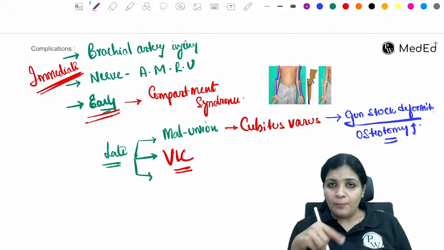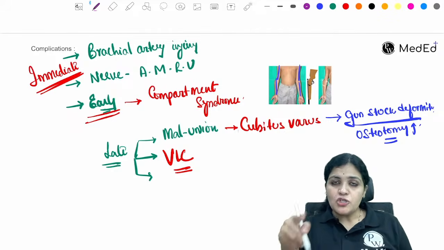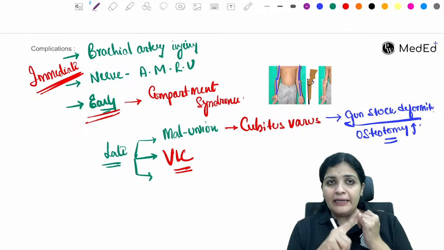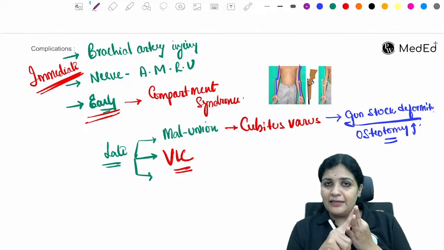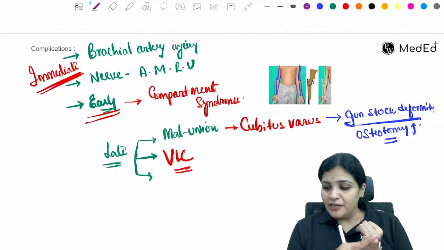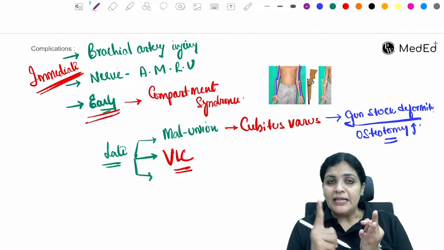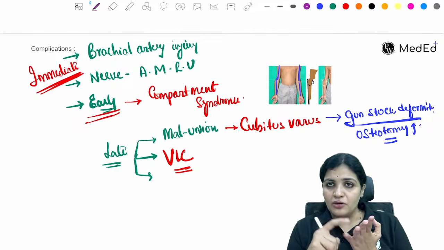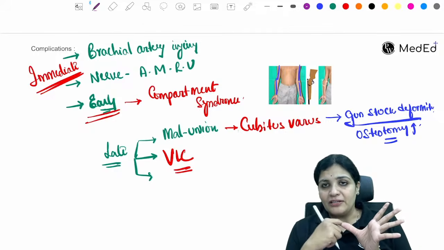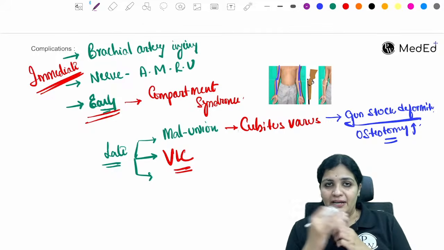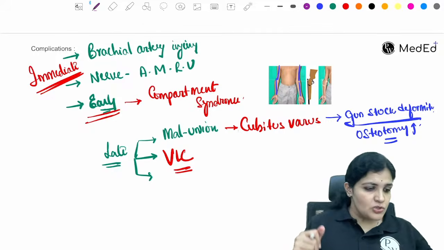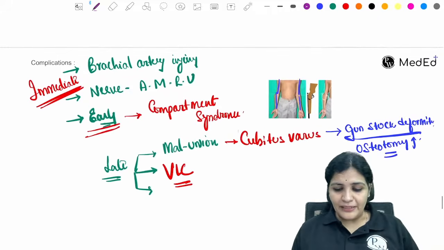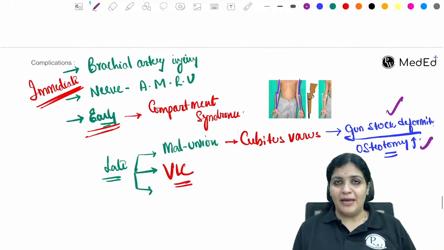So these are certain complications which are associated with your supracondylar fracture. So immediate, early and late, right? Immediate is your brachial artery injury or your nerve damage. The early is your compartment syndrome which can occur, and the late ones are your malunion, that is the cubitus varus or gunstock deformity, and your Volkmann's ischemic contracture. So these are the late complications. Any fracture you should always end with the late complications and its management.